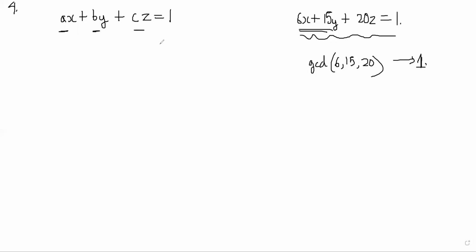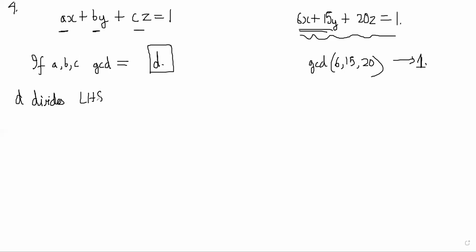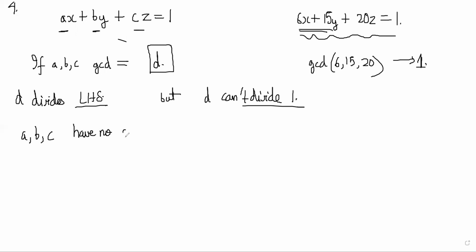That makes sense because if the GCD of A, B, C is equal to D, then D divides the LHS. But D cannot divide 1. Obviously, there cannot be a common factor, otherwise you would be able to say that D divides 1. Correct. So how do you find the solution if A, B, C have no common factors? Basically, this ensures that there is a solution.